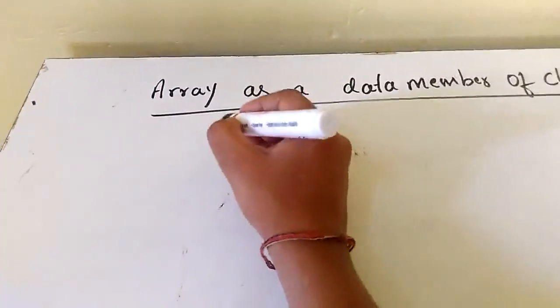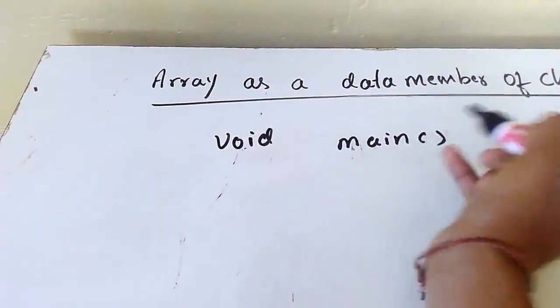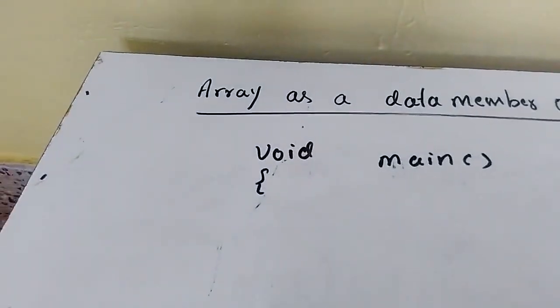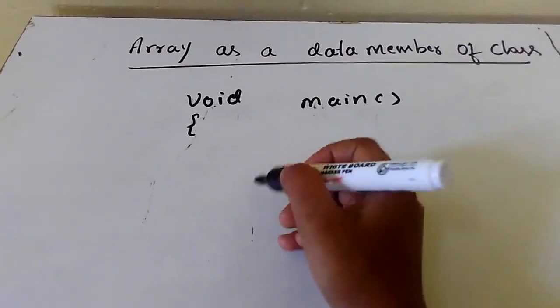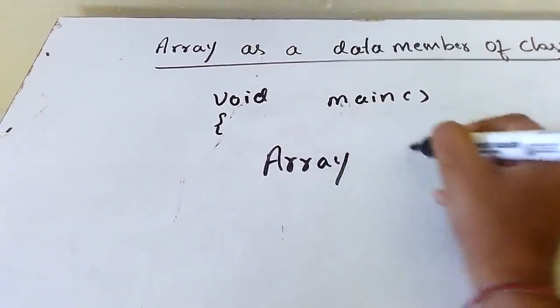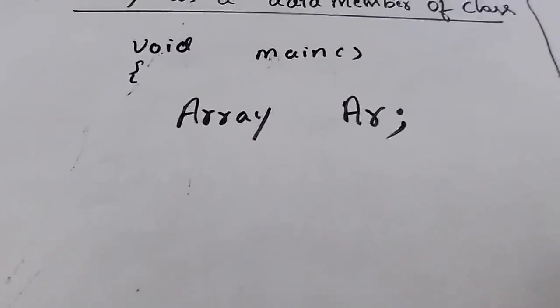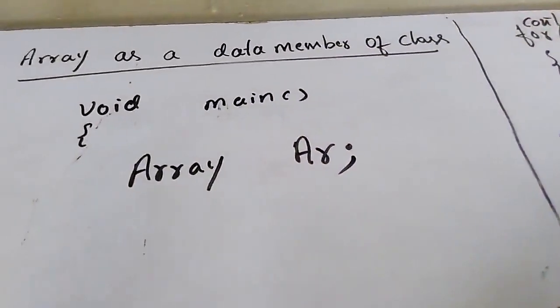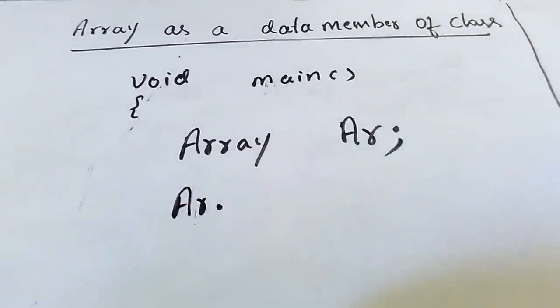Void main, isn't it? How to call member functions? Using object. So we have to define an object, and we need an object, no? How to create an object? Class name. What is the class name here? Array. I'll take AR as an object. Already we have taken a name here, but don't get confused with that. I am taking a separate new name, AR. AR dot input.